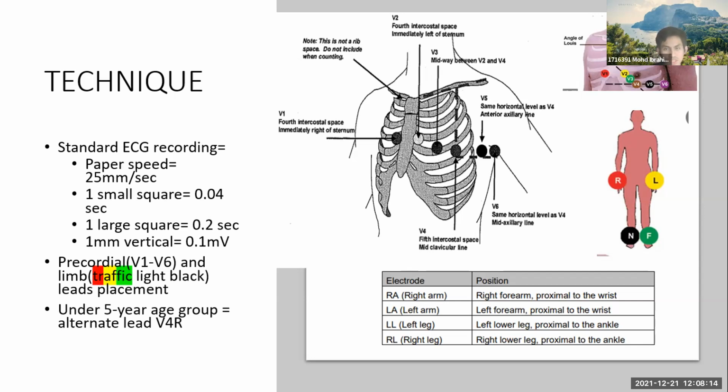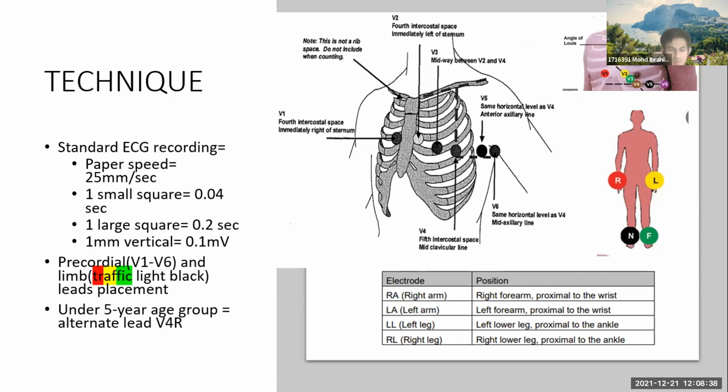V4 is located at the fifth intercostal space, but at the mid-axillary line. V5 is at the same level as V4, but we put it at the anterior axillary line, and V6 we put at the mid-axillary line. Sometimes the electrode has a color, which makes it easy to place the electrode.